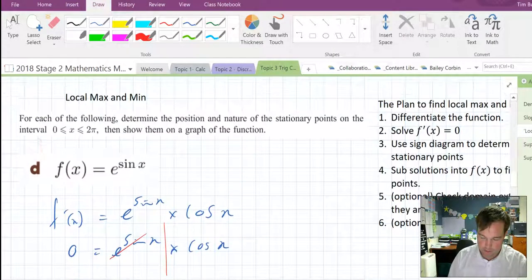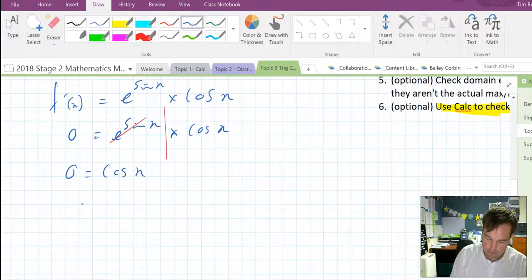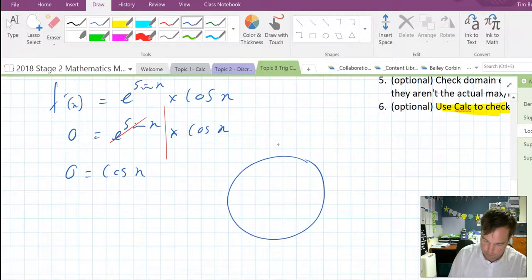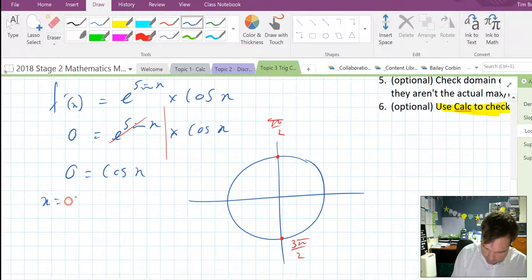When is cos x equal to 0 within this domain? We can draw a circle. Cos x is equal to 0. Cos is the distance across there and there, at pi on 2 and 3 pi on 2. So our solutions are x equals pi on 2 and 3 pi on 2.